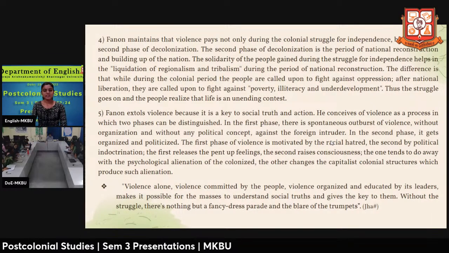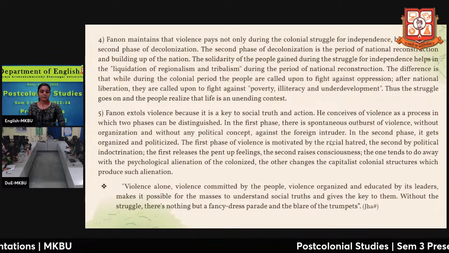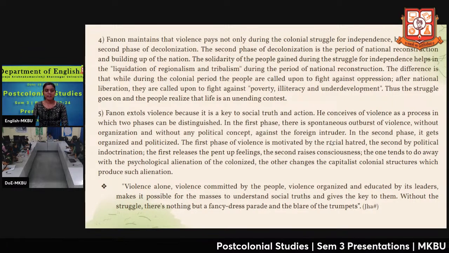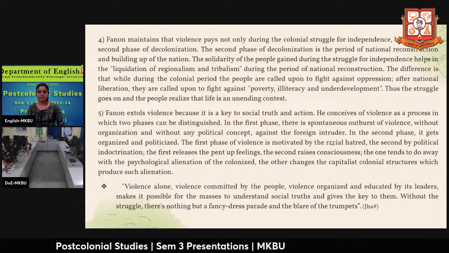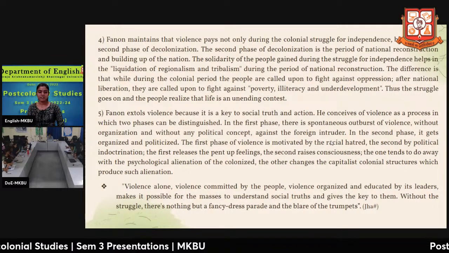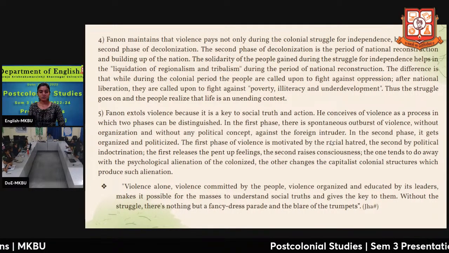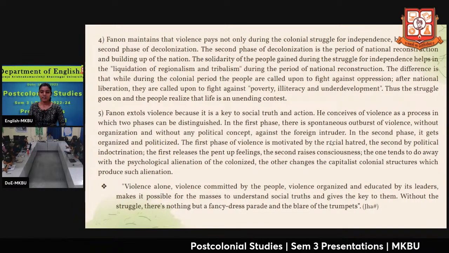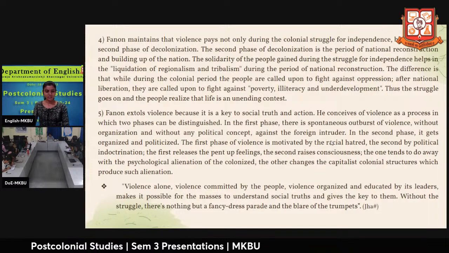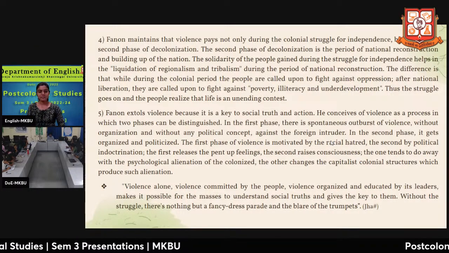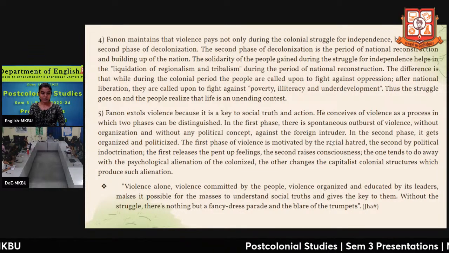The other changes the capitalist colonial structures which produce such alienation. Violence committed by the people, violence organized and educated by its leaders, makes it possible for the masses to understand social truths and gives the key to them. Without the struggle, there is nothing but a fancy dance parade and the blare of the trumpets.